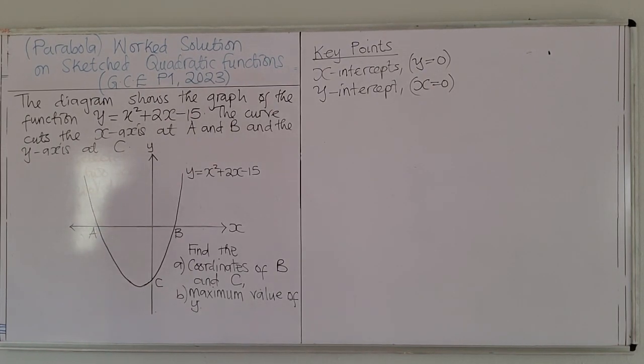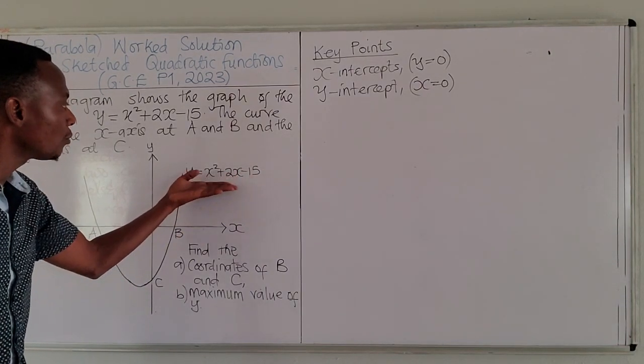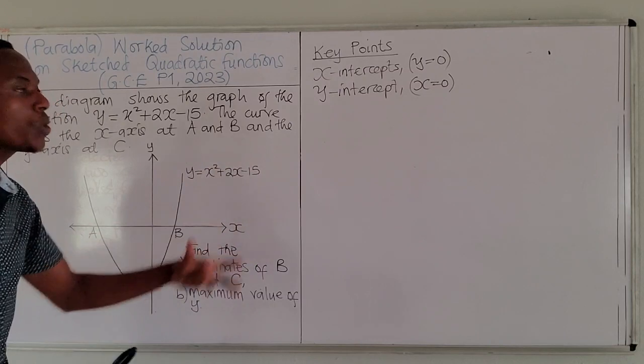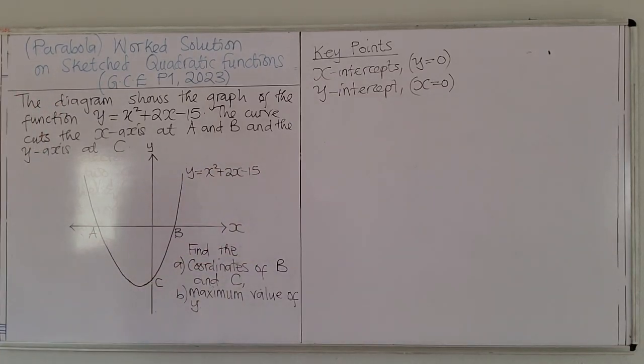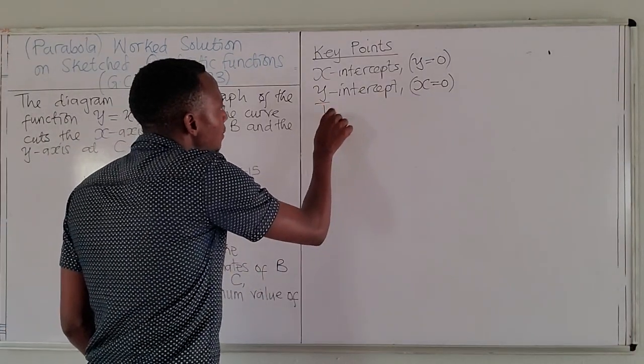In some other cases, you can just assume that the constant in the quadratic function always gives us the y-intercept. Anyway, we are going to see what happens when we set x equal to 0. What other thing do you need? You need to also know about the turning point.